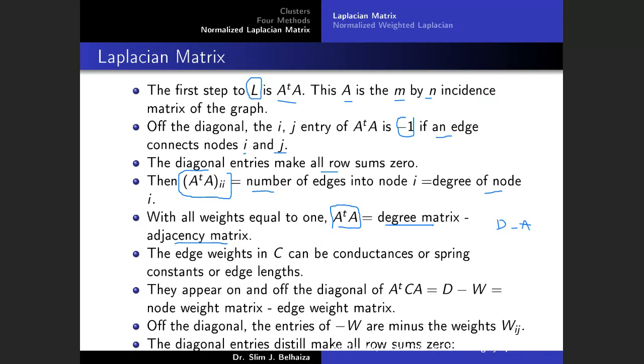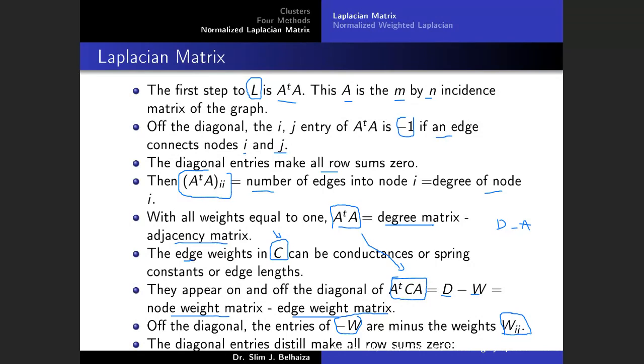Okay, but if you add weights now, with the edge weights in C, you may have weights, which means every edge has, for example, a cost. C is more general, for cost. Okay, it could be a distance, or a time, a price, and the edge weights in C can be conductances or spring constants or edge lengths, if you think so. So they appear on and off the diagonal of what we call ATCA. This is a small modification of the Laplacian matrix. So you have ATCA, which is D minus W, which means the node weight matrix now, minus the edge weight matrix. And off the diagonal, the entries of minus W are minus the weights Wij on the arcs ij.